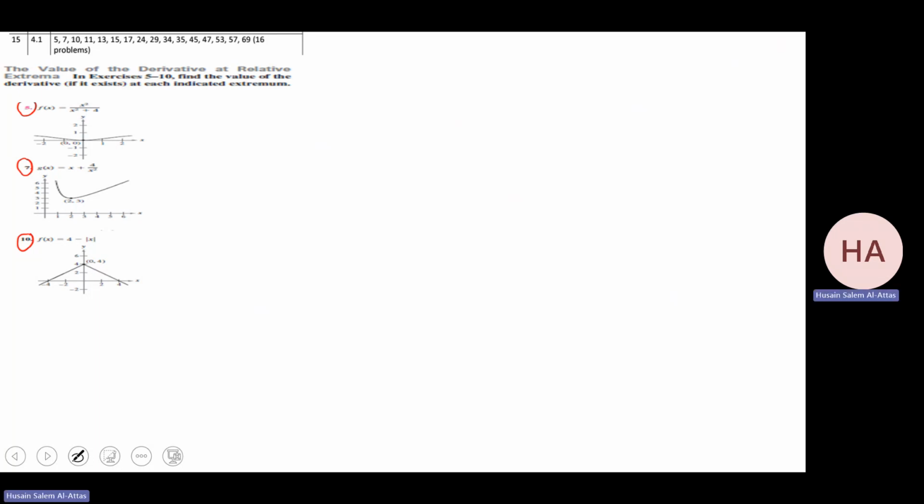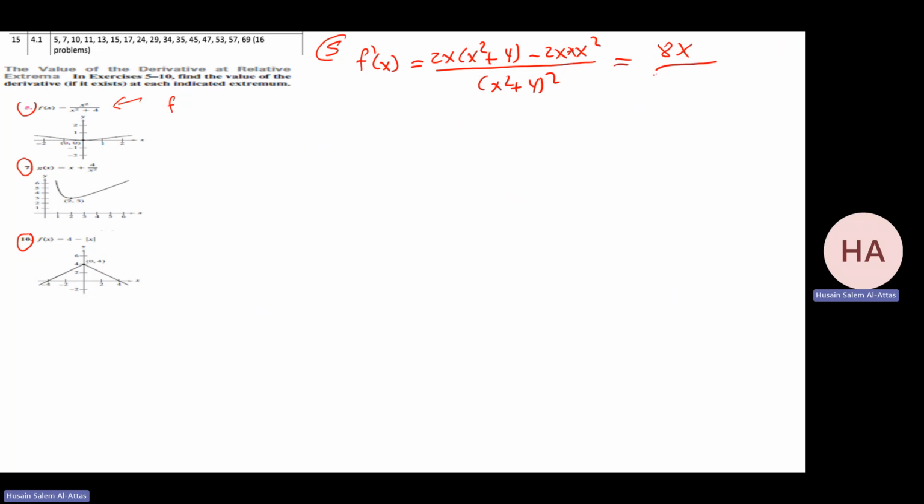Number 5, very clear. This is the function. I can find the derivative. Number 5. F prime would be what? 2x times (x squared plus 4) minus 2x times x squared, over (x squared plus 4) squared. That gives me what? 2x cubed minus 2x cubed, bye bye, plus 8x. So f prime at 0 will be 0, which is very clear also. I have a horizontal tangent.